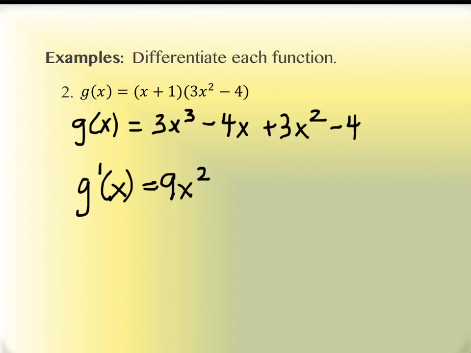-4x, that's a line, right? It's a linear rule. What's its derivative? -4, very good, right? The negative is going to be a part of it, but it's just -4.